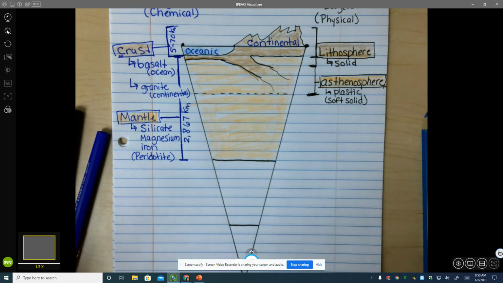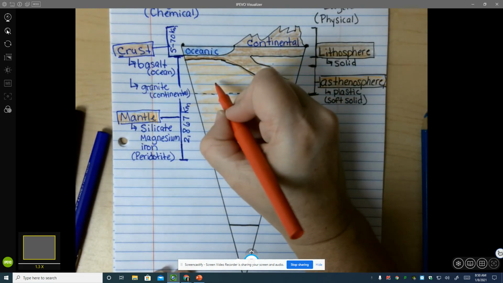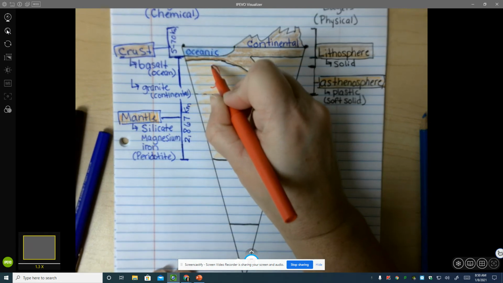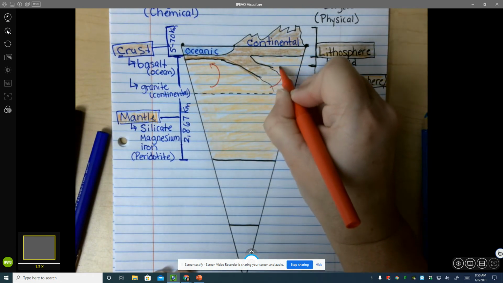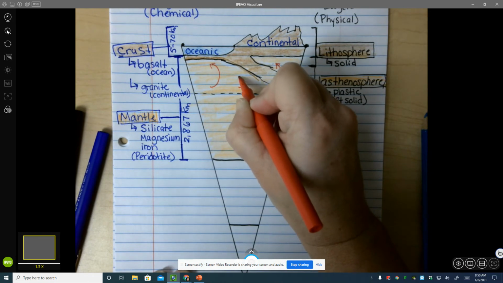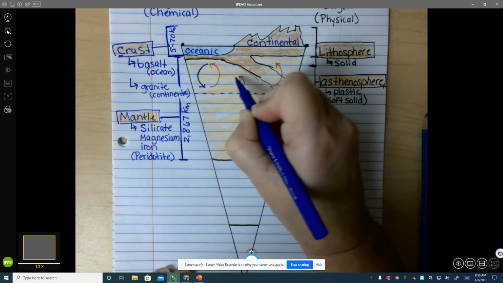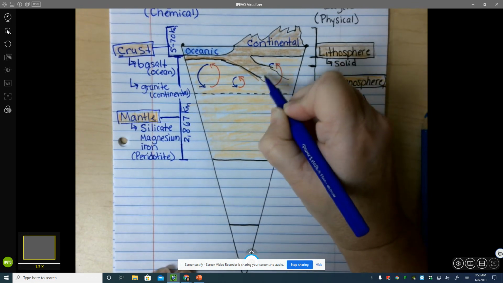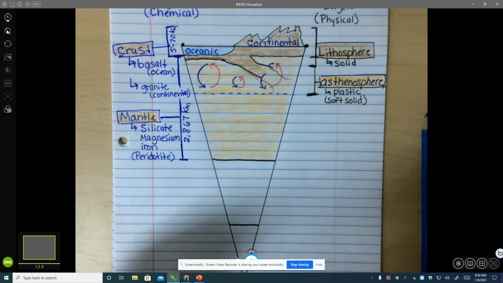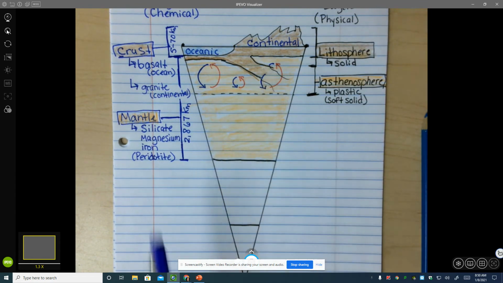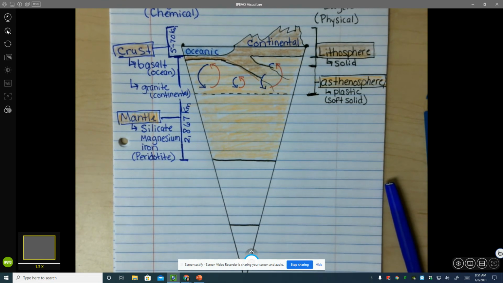Now, because it's movable, the movements inside the asthenosphere are something that you've seen before. What am I doing? I am drawing what? Convection currents. There are convection currents inside the asthenosphere. Draw those in there. So that soft plastic is very movable and it moves very slowly, but there's those convection currents that move.